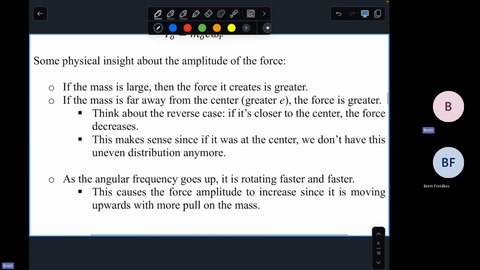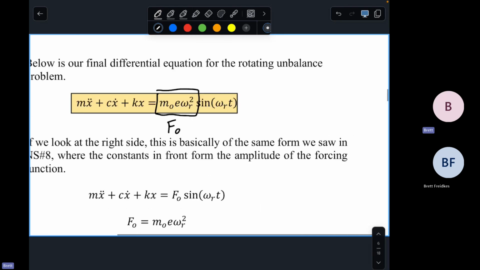So let's look at this. If the mass is large, then the force it creates is greater. When I say the mass, I'm referring to the point mass. If the mass is further away, that force will be greater. Again, remember, if it's really close to the center, it's not rotating. It's not causing a rotation in the mass, the overall system. That won't cause any up and down movement. If it's just in one spot, there's not going to be any additional vibration caused by this being present. That makes sense?